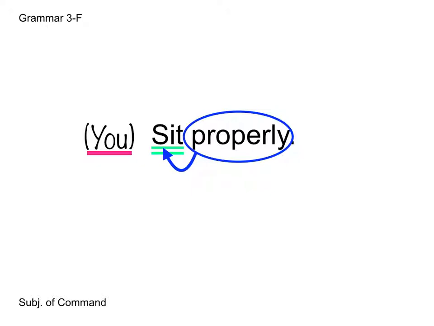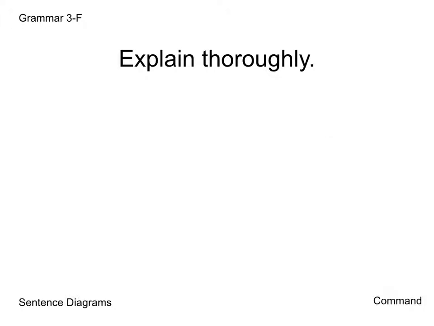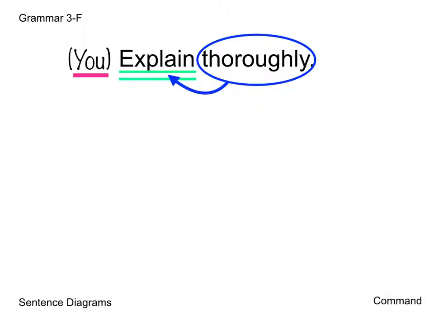Now let's look at how we're diagramming commands. So we're going to look at our example, explain thoroughly. As we just learned, we know that since this is a command, our subject will be you. So I've written that in, and I've got it in parentheses, as I should. And since we now have our whole sentence, we can just go through this normally. So we're underlining the subject, double underlining the verb, and now we have the word thoroughly left over. And that is describing how you should explain. So I'm going to circle that and draw an arrow to explain.